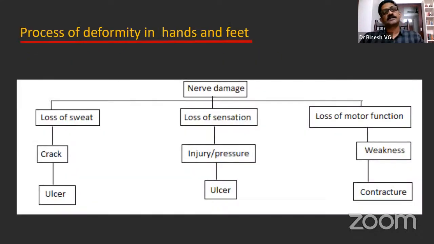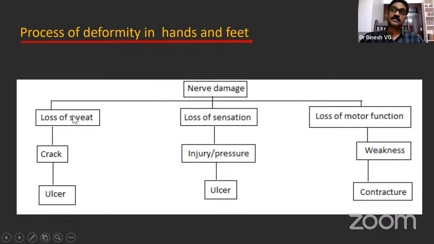So why does this deformity occur? The main cause of this deformity is nerve damage. The nerve damage will lead to loss of sensation, and it may lead to injury, either an injury or due to pressure also. All this will later on lead to ulcer formation. And there is loss of motor function, which again will lead to weakness and contracture.